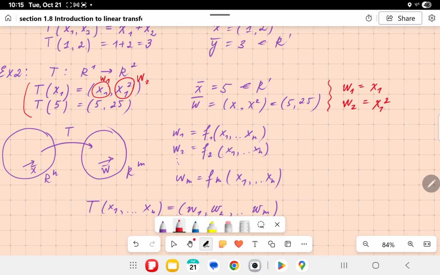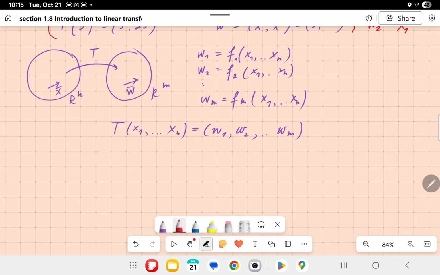squaring the coordinate. Now guys, you've probably seen that in this section we are doing an introduction to linear transformations. So far we were talking about any transformations. For example, squaring is definitely not linear. But if we stick to simpler functions, so functions f1, ..., fm that are linear functions, if these functions are linear functions, we are going to have a linear transformation.